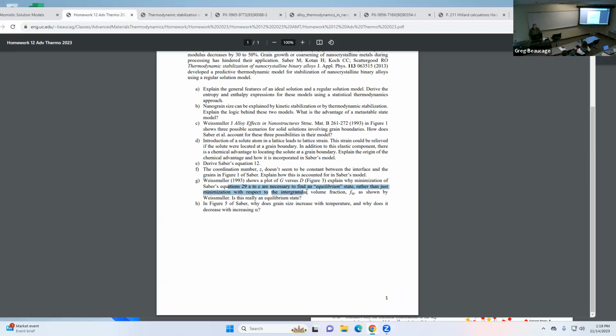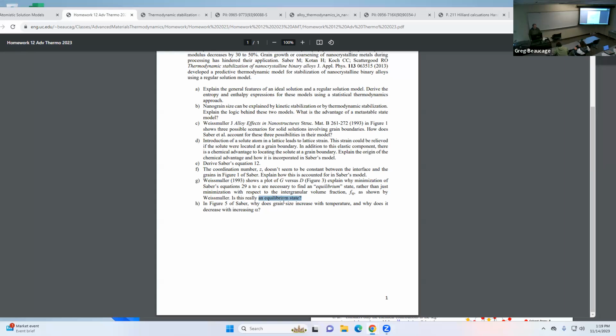And just minimization restricted volume fraction. Is this an equilibrium state? So, it's a metastable state. So that's what it is. So I guess it's a local equilibrium.